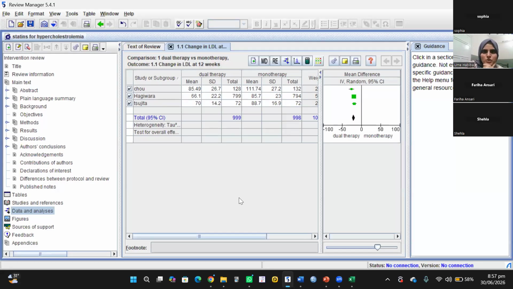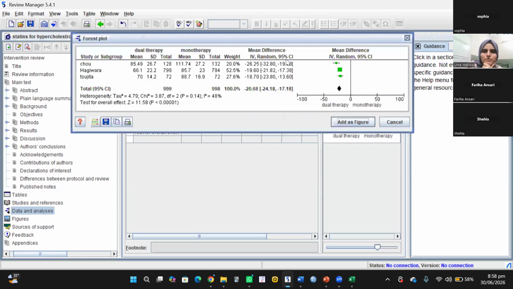Now what I'm going to do is, you see the options at the top. This is for add study data. This is for change. You have to click this option, this graph option that you have with these bars. It says forest plot. When you click it, it gives you this window. This is the result of your outcome, right?